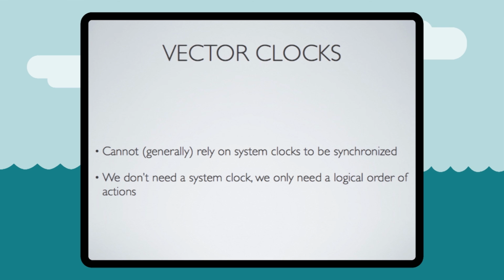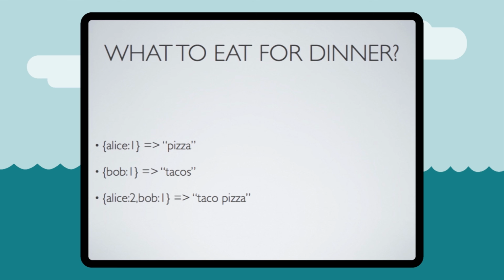You can't rely on system clocks to be synchronized. You just plain can't. But we don't need a synchronized system clock. All we need is logical ordering to know which are the most recent values and which are the older values. So this is an example of vector clock. Say you have Alice and you have Bob, and Alice says, I want pizza, and Bob says, I want a taco.